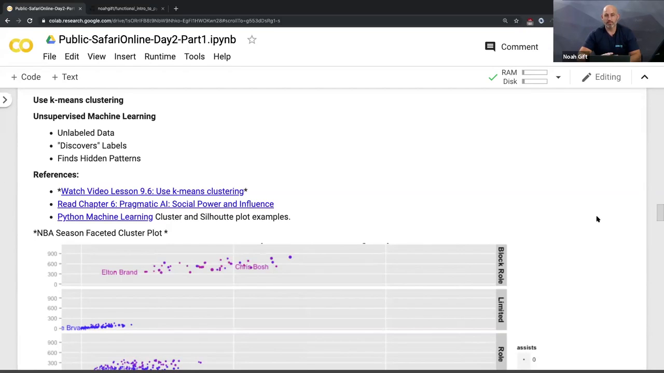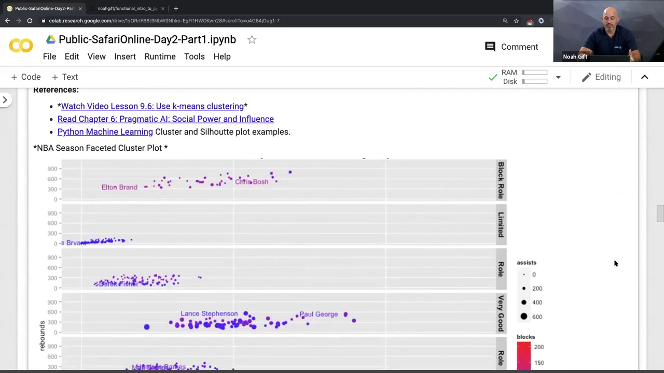Unsupervised machine learning is a very different approach. What you're doing is you're using unlabeled data. So you have no idea what the correct answer is, and you're trying to discover hidden patterns and hidden labels. So let me show you a good example of how that would work for a very similar data set.